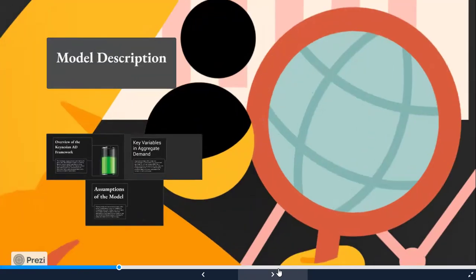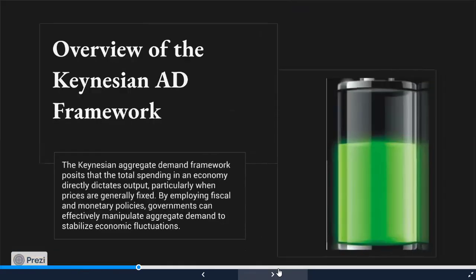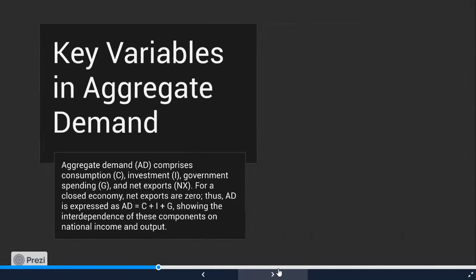Moving on to the model description. The overview of the Keynesian aggregate demand framework. It suggests that total spending in an economy directly dictates output when prices are generally fixed. For example, if demand is low, the economy slows down, and then the government can step in with spending or tax cuts to boost demand. It assumes that prices and wages can be sticky, so markets don't always self-correct, so the government has to intervene.